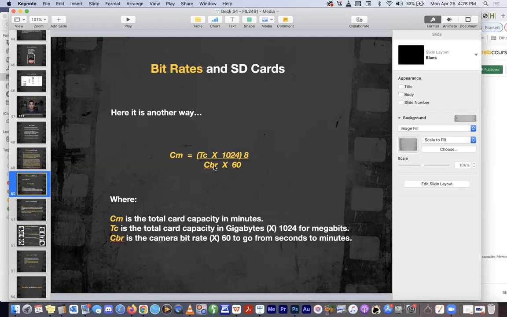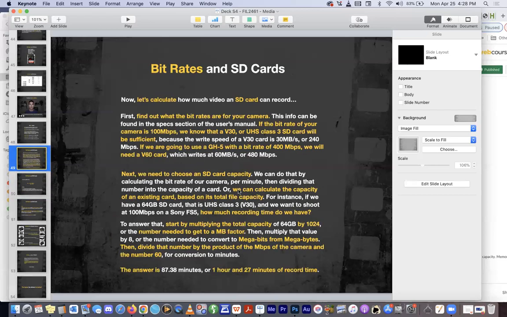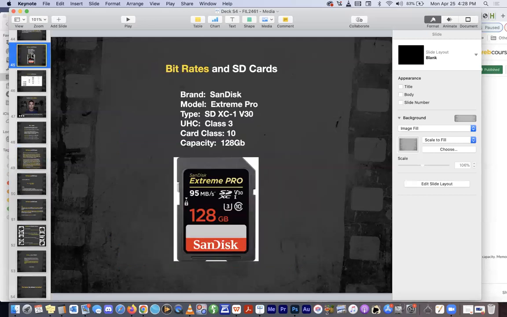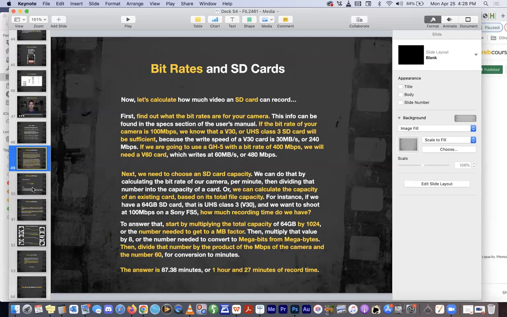The bottom line is the camera's recording rate times 60, and 60 is merely 60 seconds in a minute. So we want to know how many minutes of recording time we're going to get on a card. So we multiply the bit rate times 60, and that'll give us a minute factor on the bottom of our formula. Okay. And when we run all those numbers through the formula, we see that we get 87.38 minutes of recording time, or basically 1 hour and 27 minutes of recording time in a Sony FS5 at 100 megabits per second on a 64 gigabyte data card. Okay. That's how that formula is supposed to work.